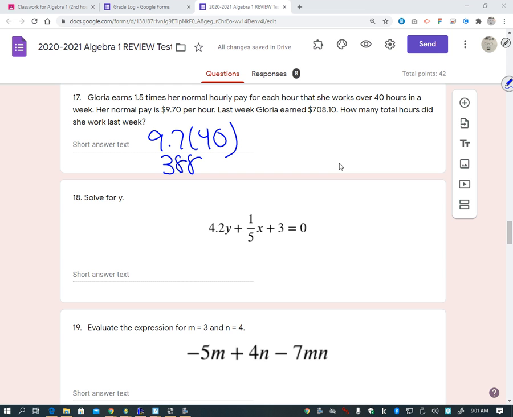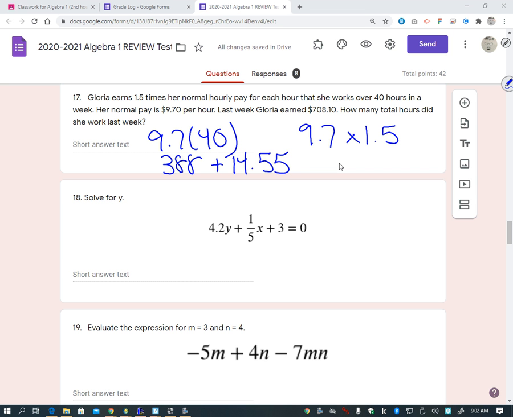Now, what is time and a half for her? How do I find that out? 9.7 times 1.5. What is 9.7 times 1.5? 14.55. Okay. So whenever she works overtime, she gets $14.55 an hour, right?